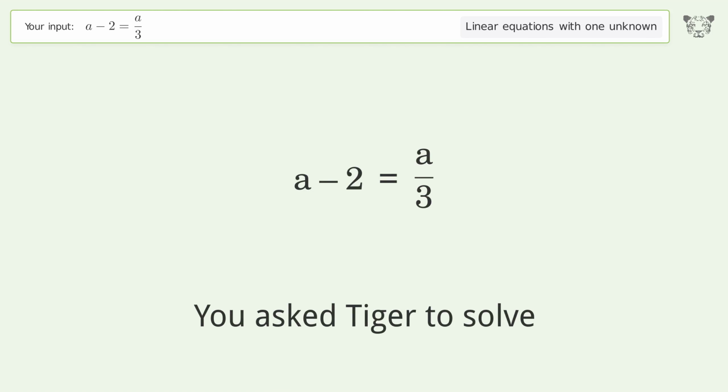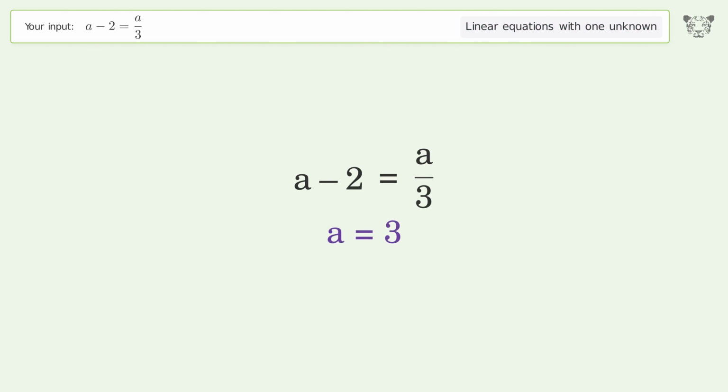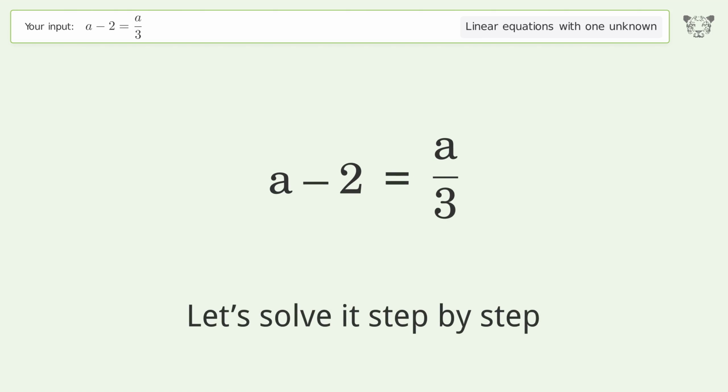You ask Tiger to solve. This deals with linear equations with one unknown. The final result is a equals 3. Let's solve it step by step.